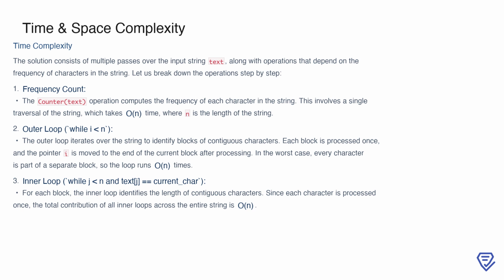Within the outer loop, an inner loop determines the length of each contiguous block of characters. Again, since each character is processed only once, the total contribution of all inner loops is O(n). These operations demonstrate that the primary loops of this solution collectively run in linear time, O(n).